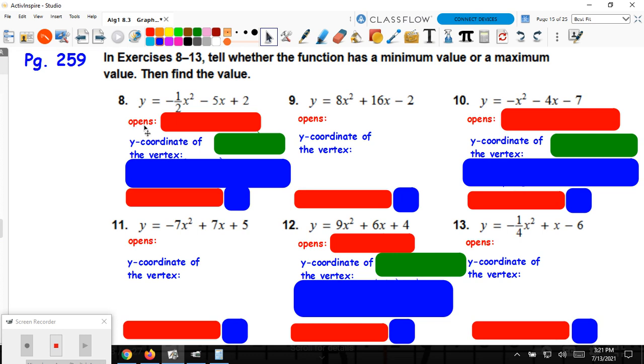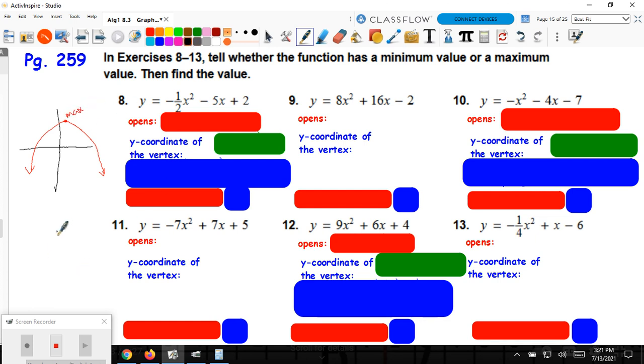The direction that it's opening will tell if it's a maximum or a minimum. Remember, I'll put it over on the side here to keep it in front of us, like the shape of this parabola we saw. If it's opening down, arrows pointing down, that means we're going to have a maximum point up here.